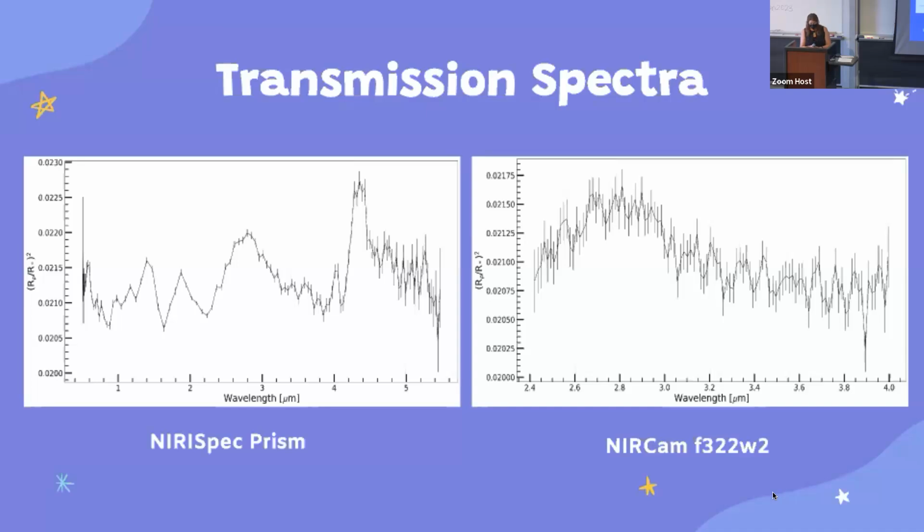The spectrum for NIRSpec Prism instrument has a wavelength range of 0.6 to 5.2 micron, and its transit depth ranges from 0.0200 to 0.0230. And thereafter we have our final spectrum for NIRCam F322W2 instrument, which has a wavelength range of 2.4 to 4.2 micron, and transit depth ranges from 0.0200 to 0.0217.